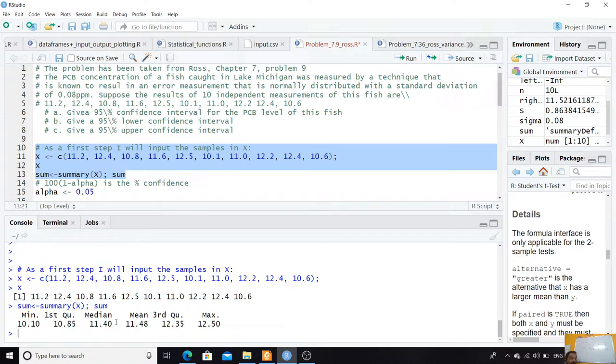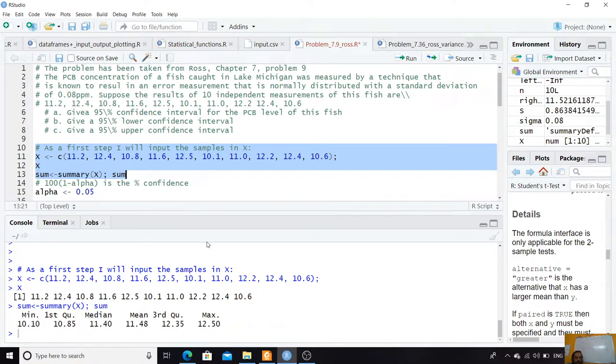Of course these are all using samples and not a probability distribution. So when I say first quartile, it should be the first quartile of the sample. When I say the median, I should talk about the sample median, which is 11.4. The third quartile means 75% on the left of that quartile number is 11.48. Again, to be precise, I should say sample third quartile. Oh, I missed it. The sample third quartile is 12.35, and the maximum value you have is 12.5. So if you look at the range, the minimum value of PCB that you had was 10.1, and the maximum value was 12.5.